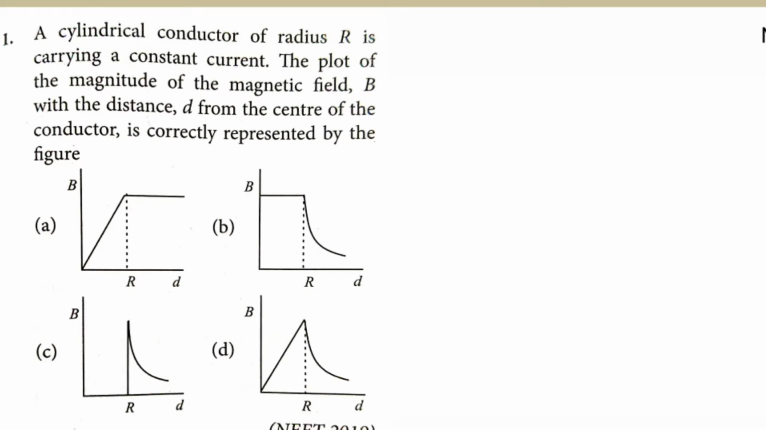So in the first question, we have a cylindrical conductor of radius r carrying constant current. The plot of magnetic field B with distance d from the center of the conductor. Okay, so basically we have a cylindrical conductor. This is a cylindrical solid conductor and it is carrying current in the upward direction.